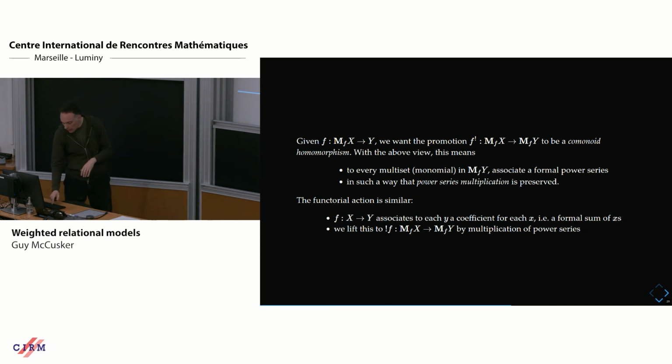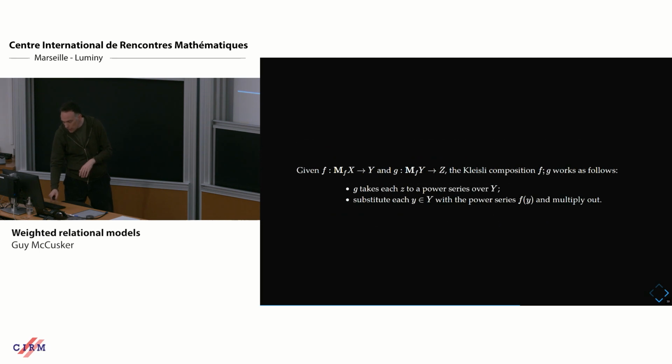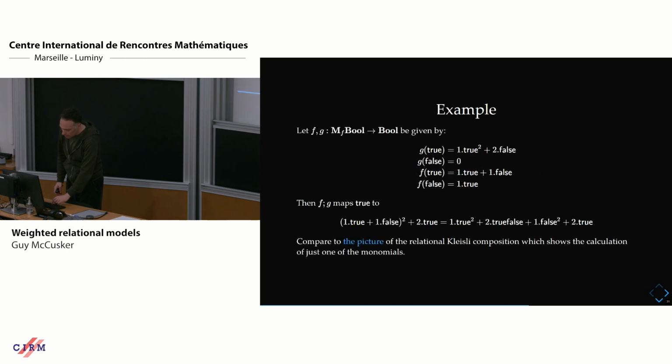So, like this. The Kleisli composition works like this. I've got an f from x to y in the Kleisli category, a g from y to z in the Kleisli category. How do I compose them? For each z, I get a power series over y. Then I can take each of those y's and replace it by the power series over x that f gives me, and then multiply everything out. So example coming. Very small example coming.